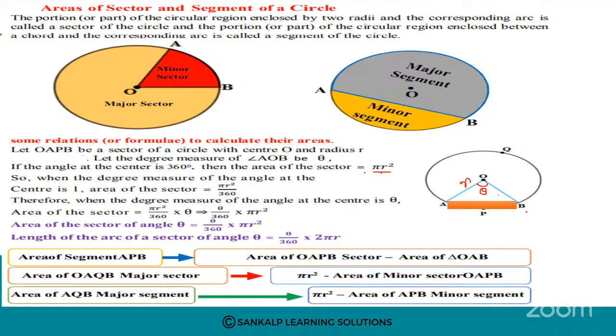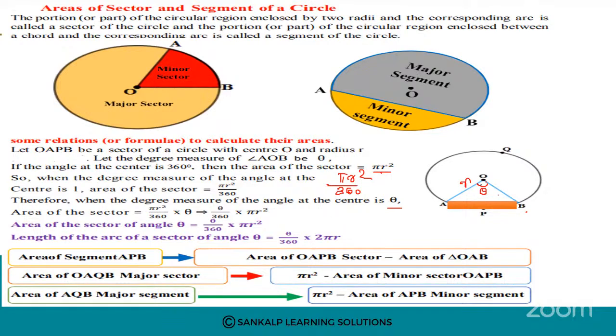So when the degree measure of the angle at the center is 1, the area of the sector is pi r square divided by 360 degrees. Pi r square is the area of the circle, divided by 360 degrees gives the area for one degree at the center. Therefore, when the angle at the center is theta, the area of the sector is pi r square divided by 360 into theta.